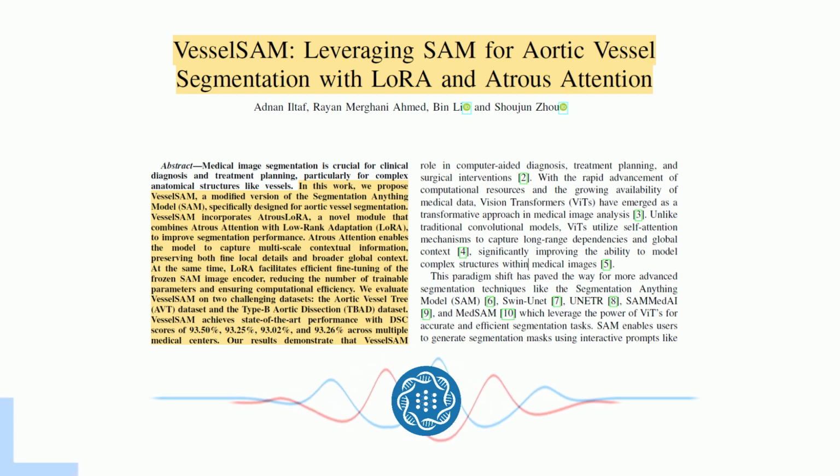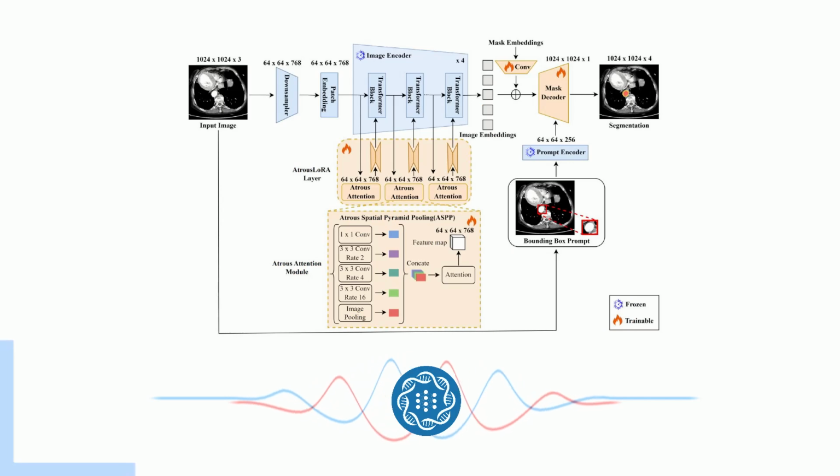We're going to be looking at a paper called VesselSAM, leveraging SAM for aortic vessel segmentation with LoRA and Atrous Attention. Catchy title. Right. But stick with us, it's fascinating stuff. The core idea here is that this new model, VesselSAM, uses a vision transformer, or ViT, to analyze these medical images. And what's cool about ViTs is that they're really good at seeing both the fine details and the overall context of an image. They can see the whole picture.